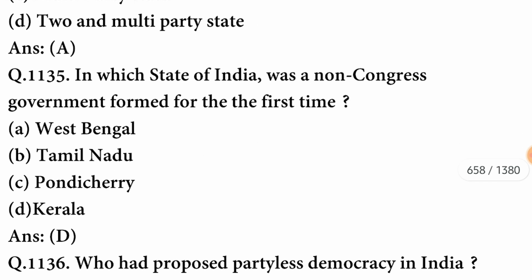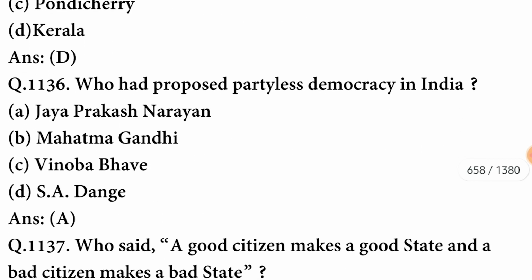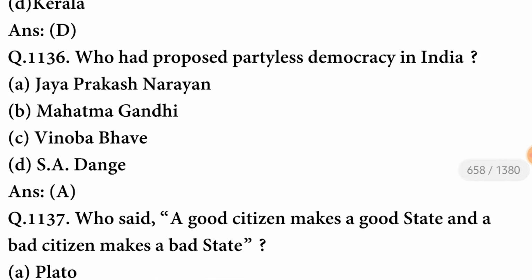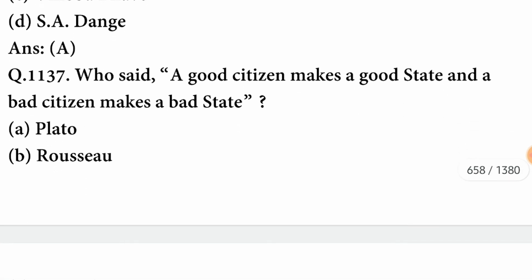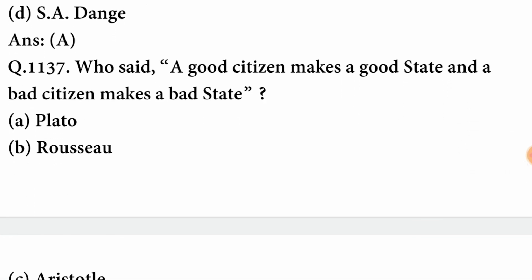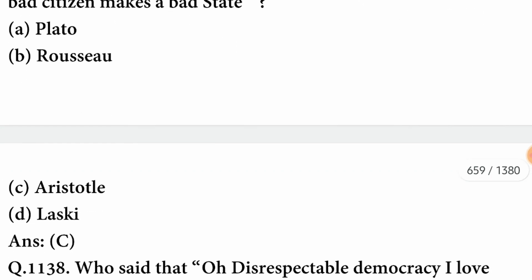In which state of India was a non-Congress government formed for the first time? The state was Kerala. Who had proposed partyless democracy in India? It was proposed by J.P. Jayaprakash Narayan. Who said a good citizen makes a good state and a bad citizen makes a bad state? It was said by Aristotle.